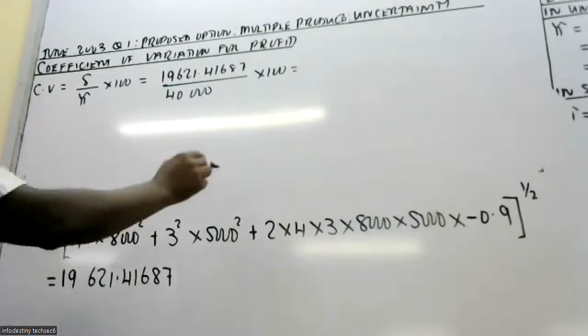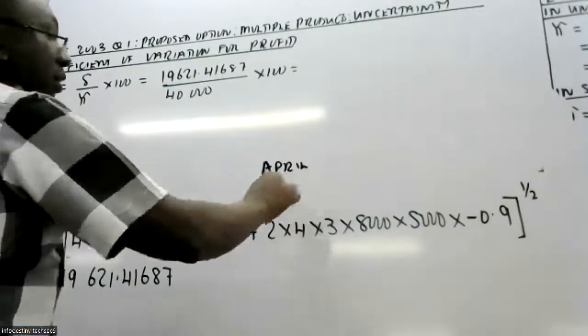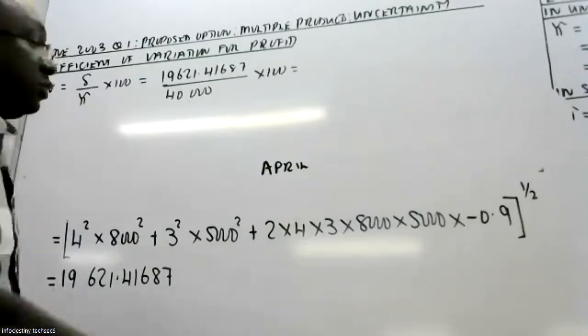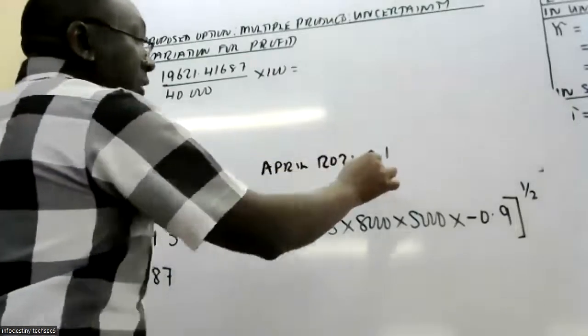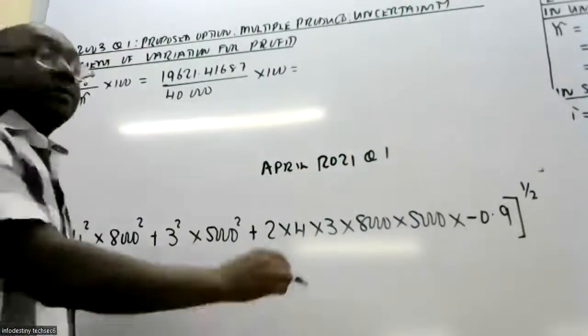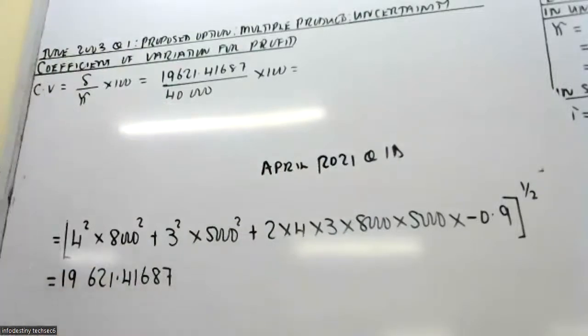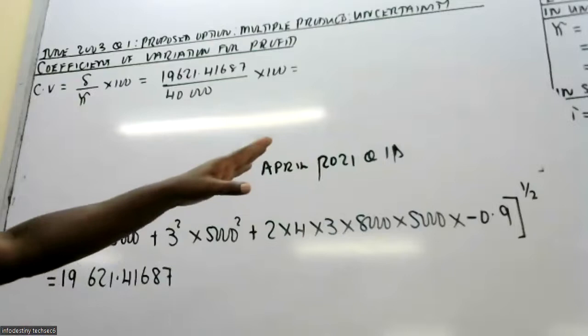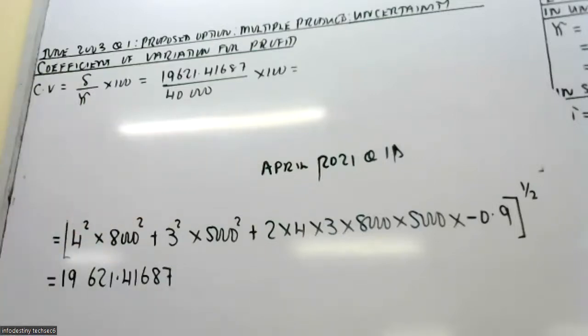I want you, ukimaliza hiyo, usome hii, we solve together. April 2021, question 1B. Remember, I had said this question, I was to use it to take you through what happens in that. So I've done a lot of illustration. So read that in a minute.